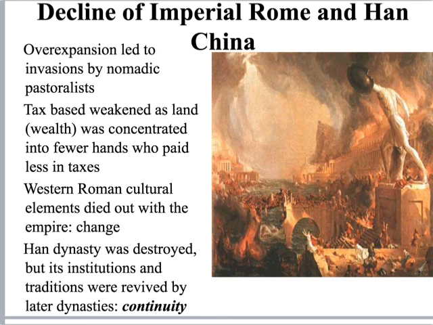Again, after about 4 centuries, both Imperial Rome and Han China declined. Overexpansion led to invasions by nomadic pastoralists. In the case of Rome, it was Germanic tribes and Hun invaders from the north and the east. In the case of China, it was invaders from Central Asia and the north attacking as well.